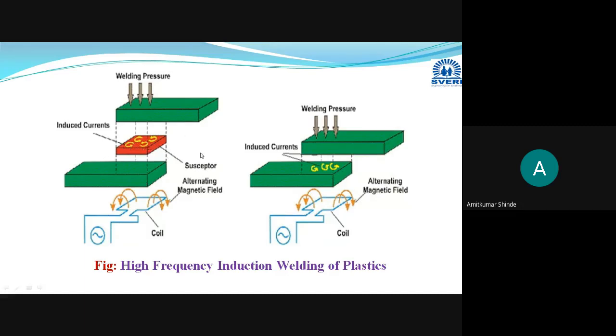This susceptor is heated with the help of this inductor coil. With this inductor coil, we are going to generate the magnetic field, and due to that magnetic field, eddy currents are generated and this susceptor will be heated. And with the help of this susceptor or metal insert, these plastic materials which we want to join will be heated.